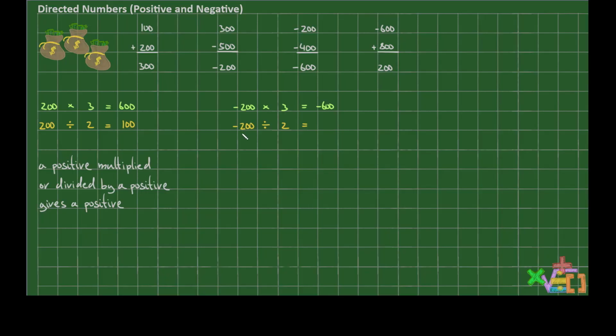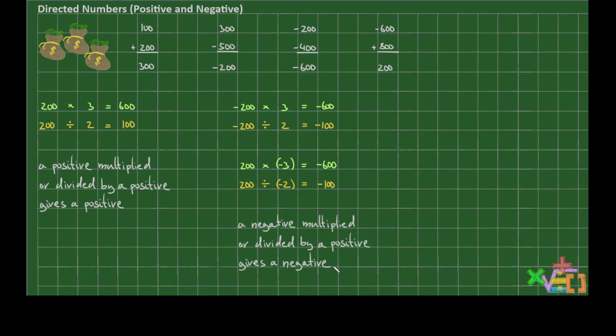What about the division? Again, I'm going to look at this as a debt of $200, and now I'm going to halve it. Yes, that is a good thing, but I am still in debt. So negative 200 divided by 2 is not going to get me to a positive. I will still be in negative by 100. Please note that it does not matter whether we have a negative multiplied by a positive or a positive multiplied by a negative. 200 multiplied by negative 3 would also get me negative 600, and 200 divided by negative 2 would get me negative 100. In short, a negative multiplied or divided by a positive will give a negative.